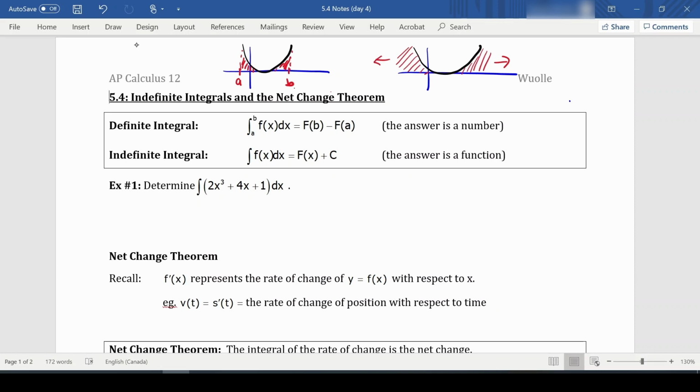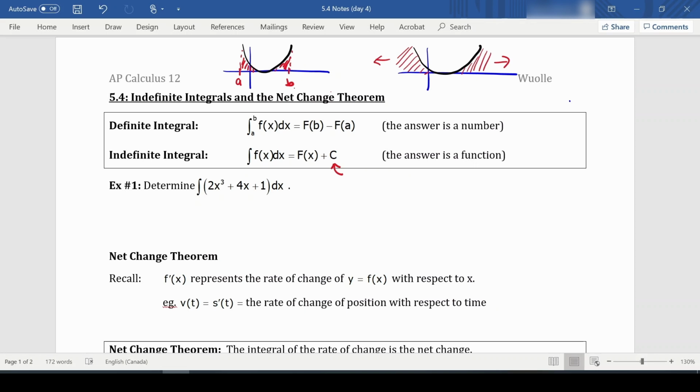The function here is still going to be the antiderivative, but instead of evaluating this somewhere, we're just going to still have an x inside if the variable we're using is x. And we must remember this plus c. This is our constant of integration.